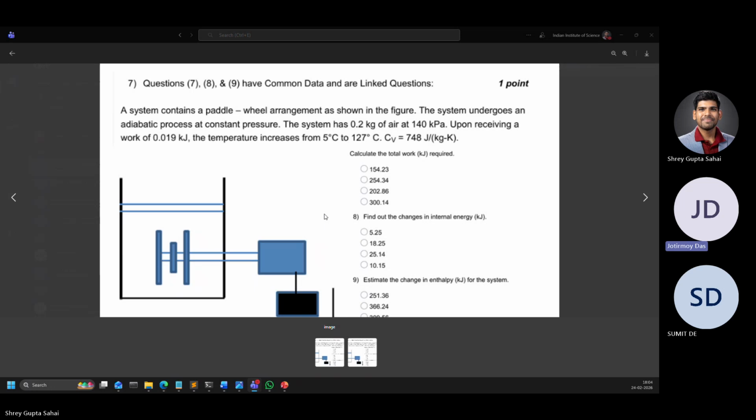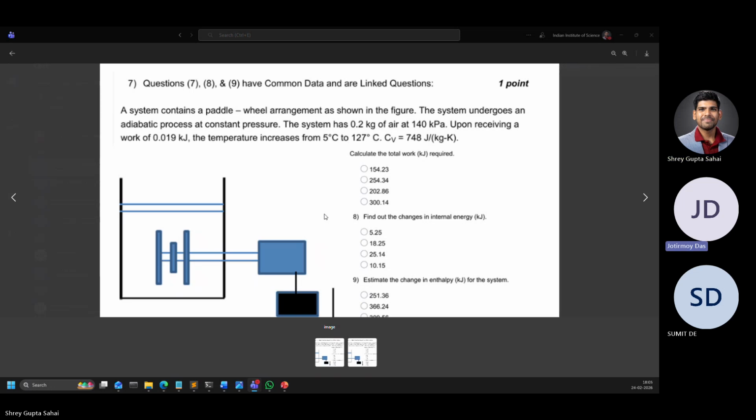If we start, we can initially start by solving for internal energy. This is an adiabatic process and contains air, so air can be considered as an ideal gas. Then delta U is Cv into delta T, which is 122 kelvins into 0.748 into 0.2 kg, which is 18.25. So this matches. This first part is solved.